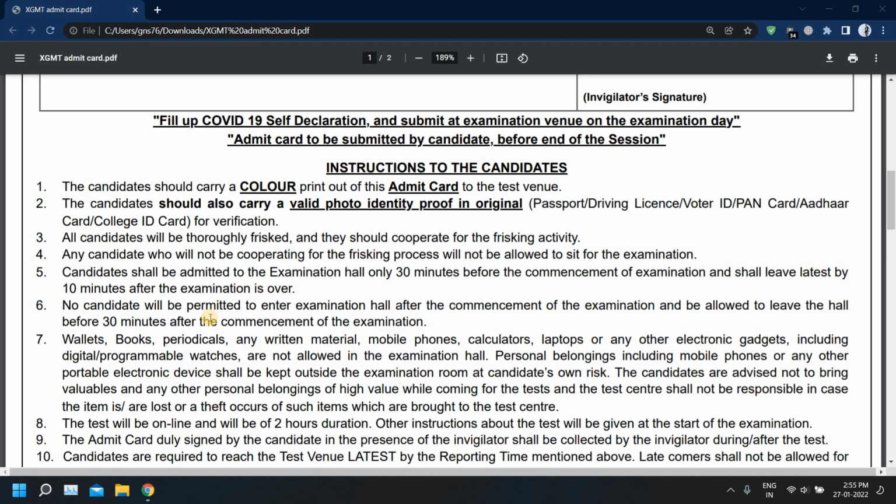Now coming further, you can carry any one of these ID proofs: passport, driving license, voter ID card, PAN card, Aadhaar card. College ID I would say you should avoid because it is not government approved. Although they are allowing it, there could be some issues with college ID. It has happened to me once. Many times the validity of the college ID has expired and you never know. So just take proper ID proofs that have your photo in them.